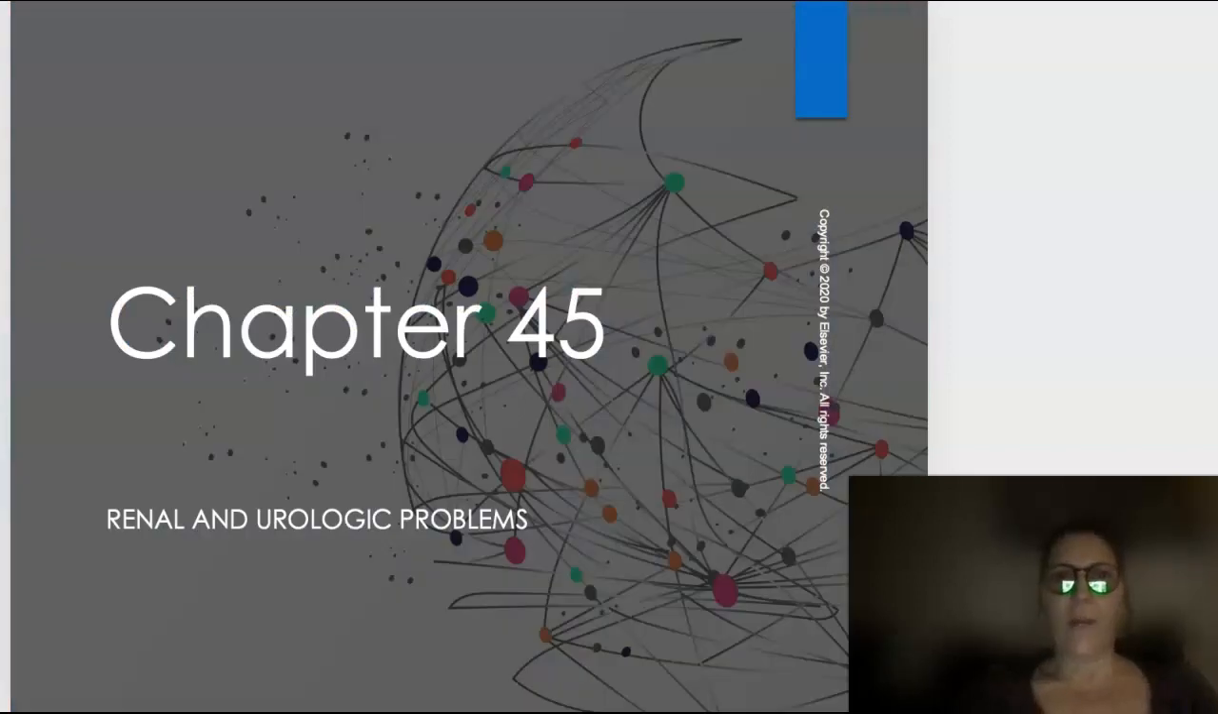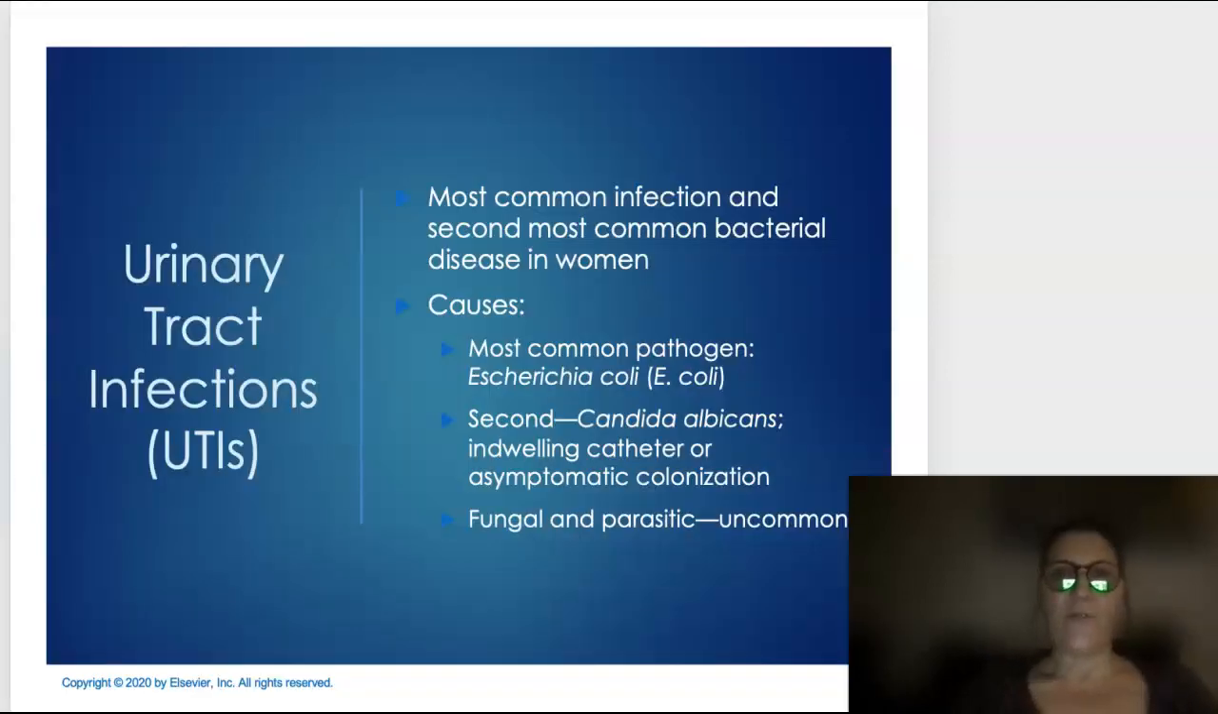Today we are going to talk about lots of different renal and urologic problems, but first we're going to start with Chapter 45. So this first condition we're going to talk about is one of the most common conditions we see, which is urinary tract infection. And if you're outpatient or inpatient, you'll see this. It is the most common infection and is the second most common bacterial disease in women.